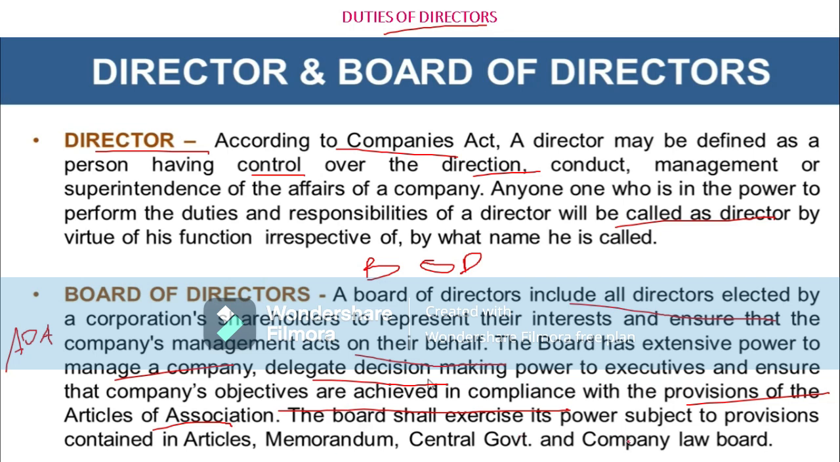We all know that before incorporation of a company, we have to submit these documents to the ROC, the Registrar of Companies, like a Memorandum of Association, Articles of Association and prospectus. So directors have to exercise their powers within the limits of these documents only.